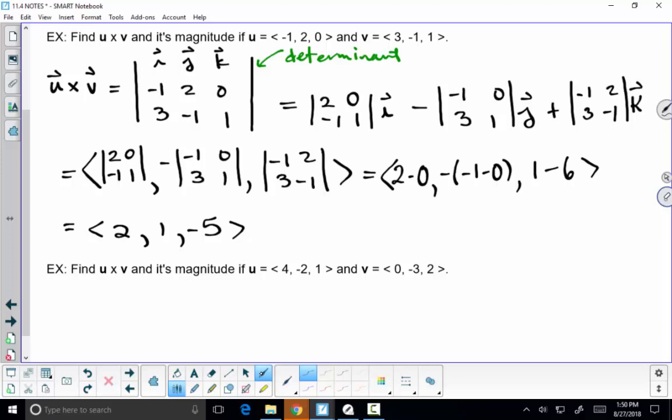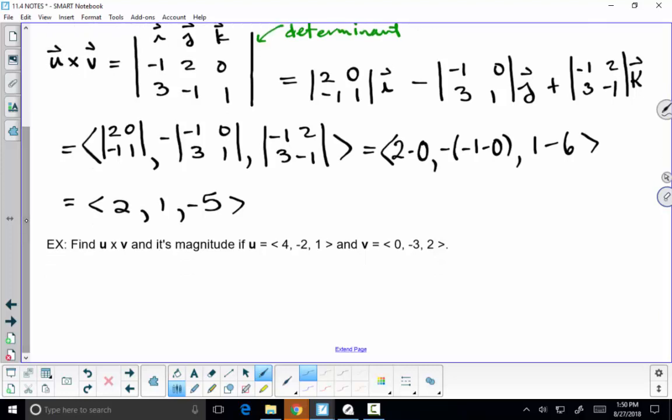Question? Where did the negative come from? Good question. Okay, so that's how you find the vector. You know how to find its length. So let me show you one more example, and then we'll talk about that negative thing.